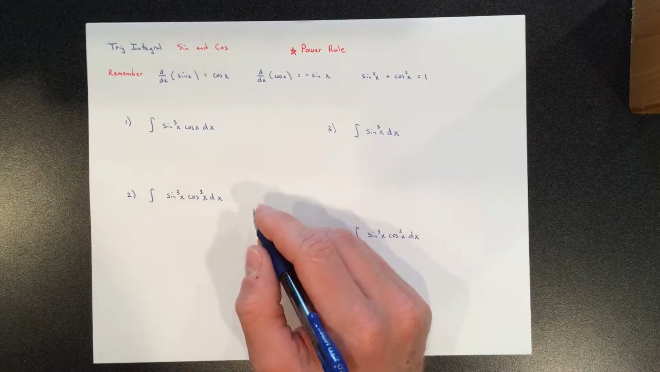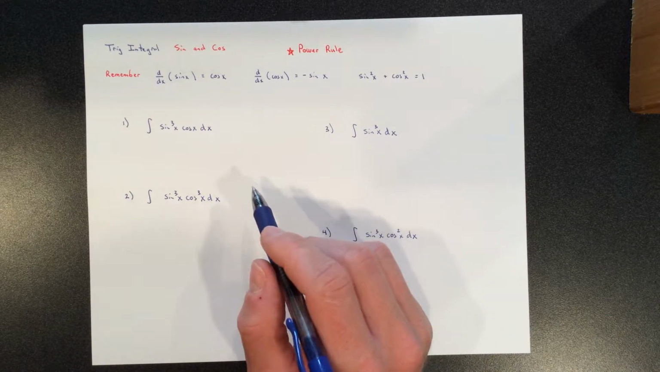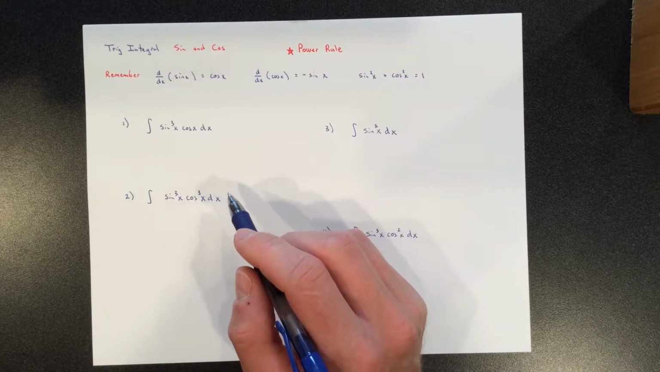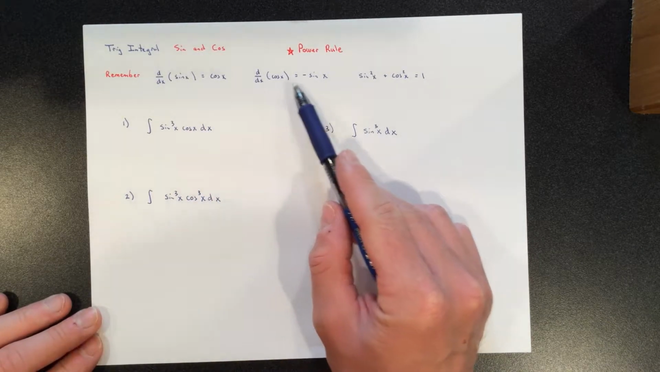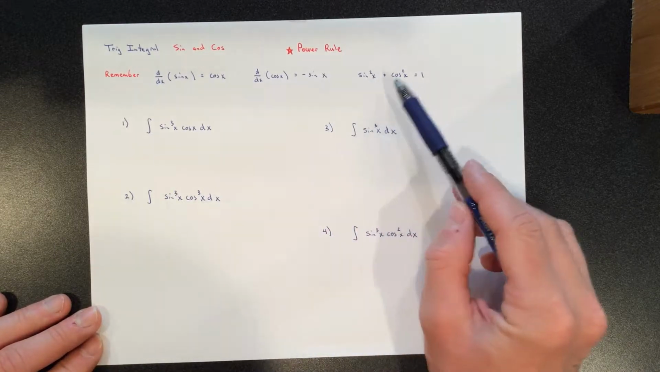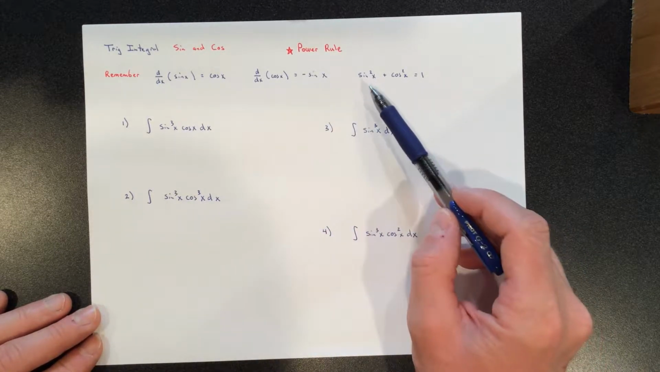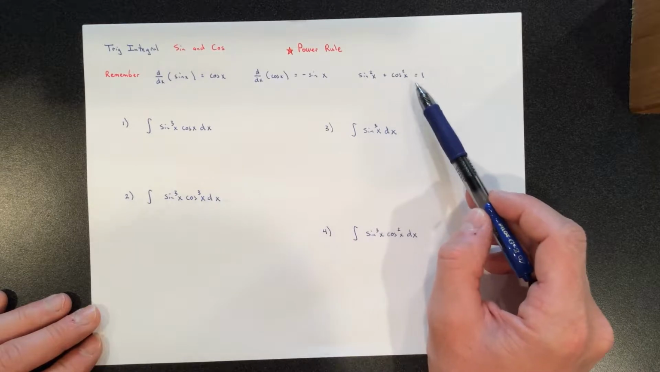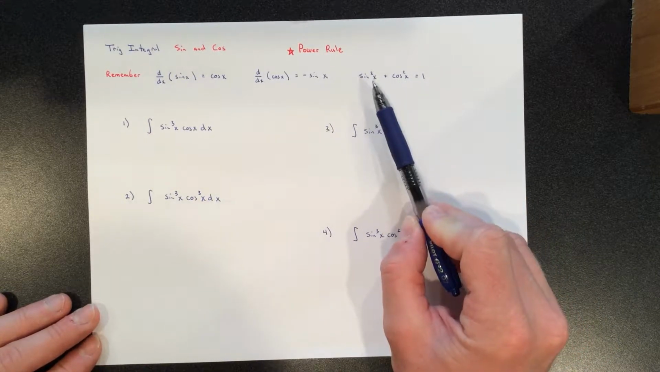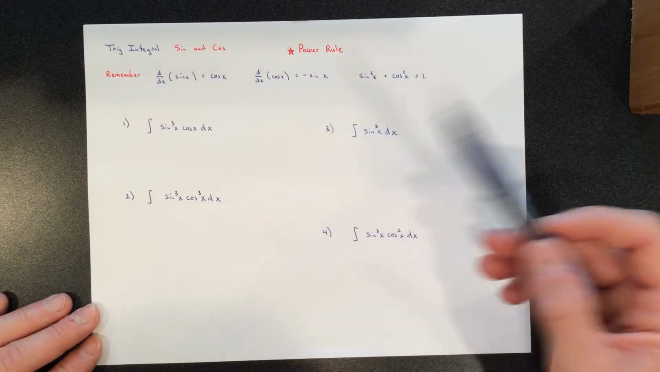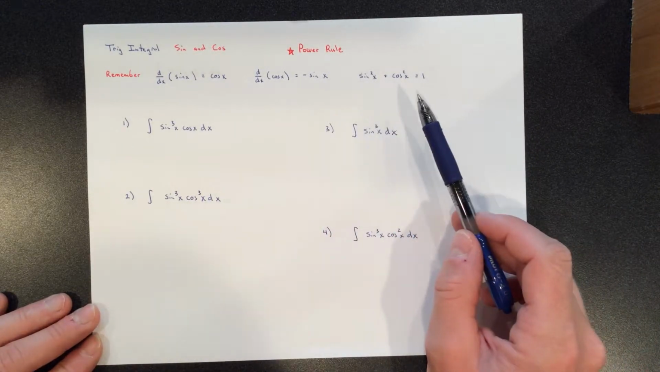All right, let's do some trig integrals today. And in this particular video, I want to focus just on sine and cosine. I want to remind you that the derivative of sine is cosine, the derivative of cosine is negative sine, and we do know the Pythagorean theorem identity that says sine squared plus cosine squared equals 1. This particular gem is going to allow us to rewrite sine squared as cosine squared and vice versa.